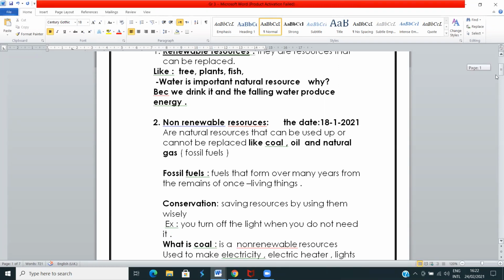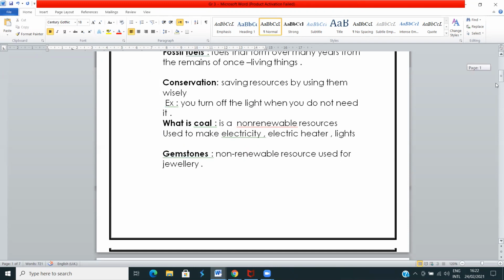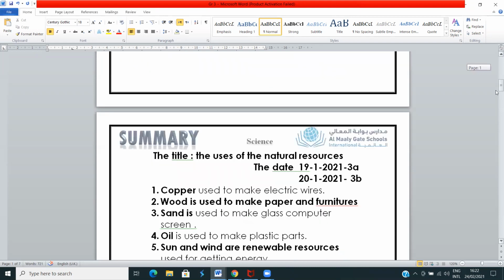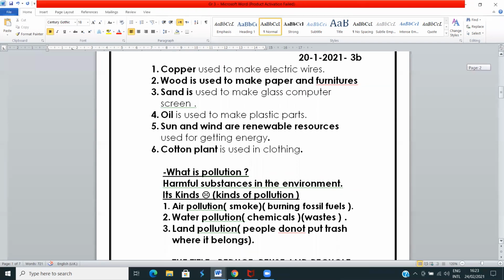We revise until gemstone here, okay? Yes. We want to say copper. We use copper, Abdullah, copper. Used to make electrical wires. Excellent. Omar Wael, sand is used for?